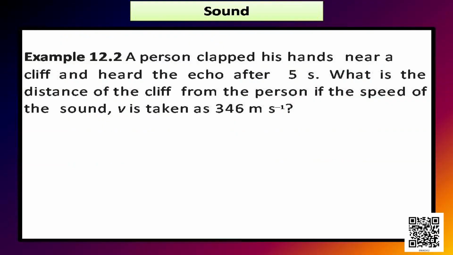Students, let us now discuss example 12.2. It says a person clapped his hands near a cliff and heard the echo after 5 seconds. What is the distance of the cliff from the person if the speed of sound is taken as 346 meter per second? So, let us discuss the solution.